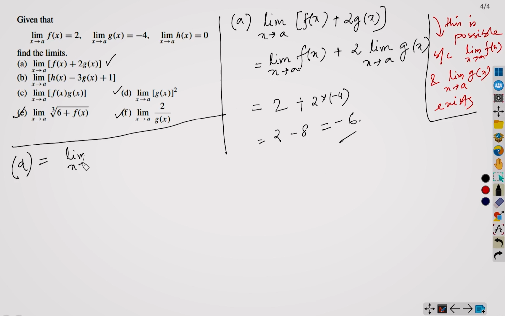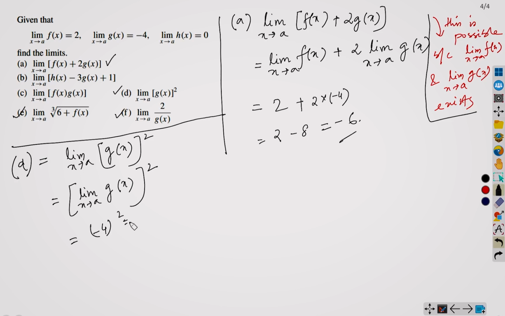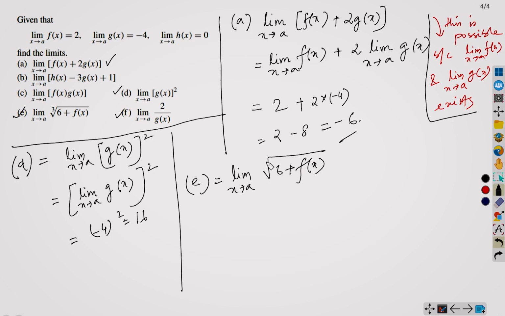The limit as x tends to a of g(x) whole square. Again, since this limit exists, we can insert the limit inside the whole square. This is possible because of this. Okay. Now we know the limit as x tends to a of g(x) is given as minus 4. So minus 4 whole square is 16. Problem E. We have the limit as x tends to a of the cube root of 6 plus f(x) cube.